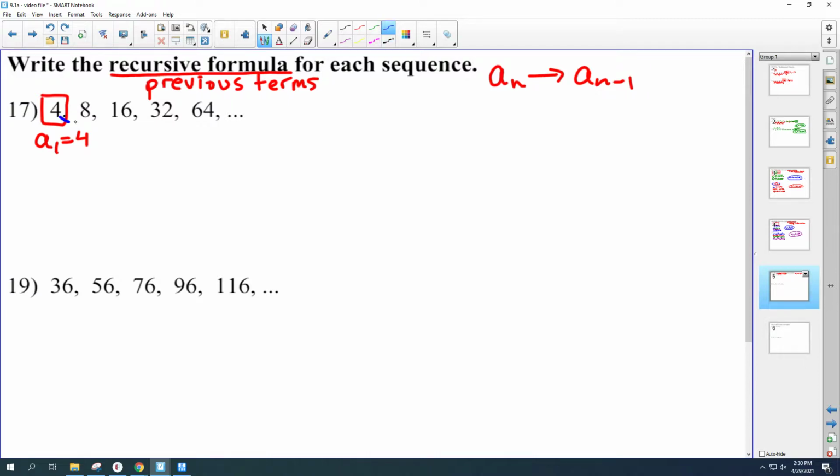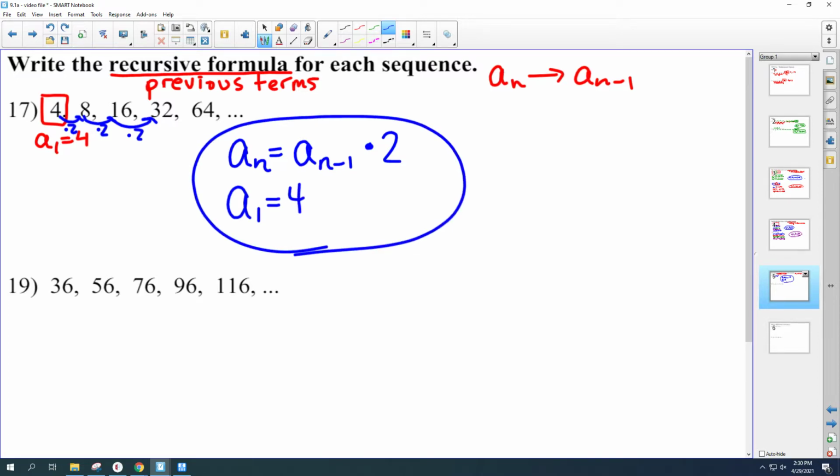That's where we start. And then let's try to get a feel for what this pattern is doing. So plus 4, plus 8, plus 16. How about times 2? It looks like times 2, times 2, times 2. Yeah, that's it. So what this pattern is saying is in order to get to the term we want, we take the previous term times 2. Don't forget, we have to also say where we started. We started with A1 equal 4. This is your answer. Your answer has 2 parts. Recursive formula is going to have your formula, but it's also going to have the first term.